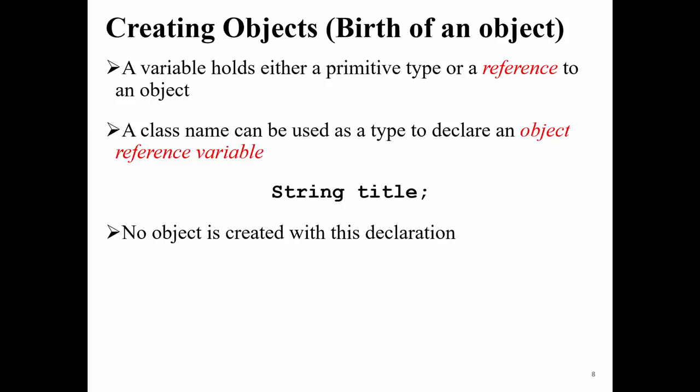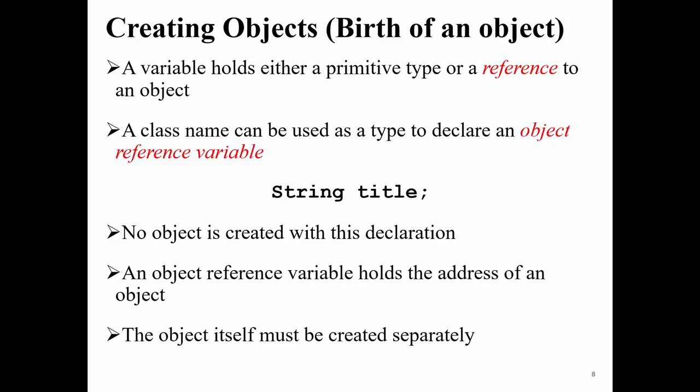Now, if I define a String title, based on the previous slide, we mentioned that a string is a class, and from a class you can create an object, and we can use the class name as a data type. So, String title. By doing this with a semicolon at the end of the line, no object is created, right? The only thing we let the compiler know is that title is a reference to an object that is not created yet. How are we going to create the object?